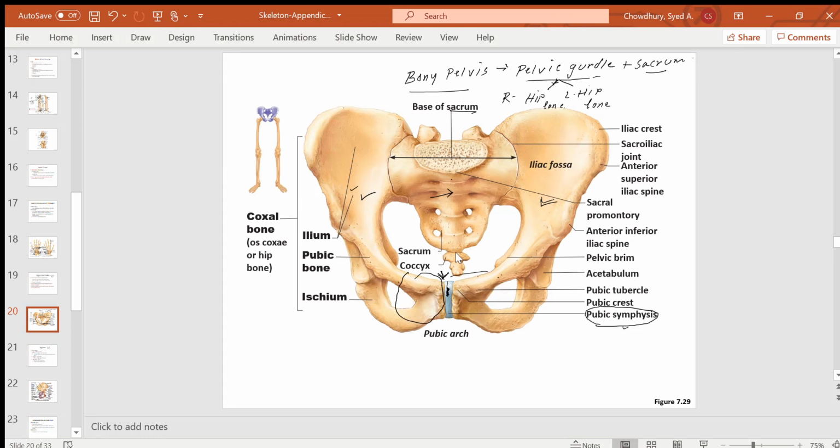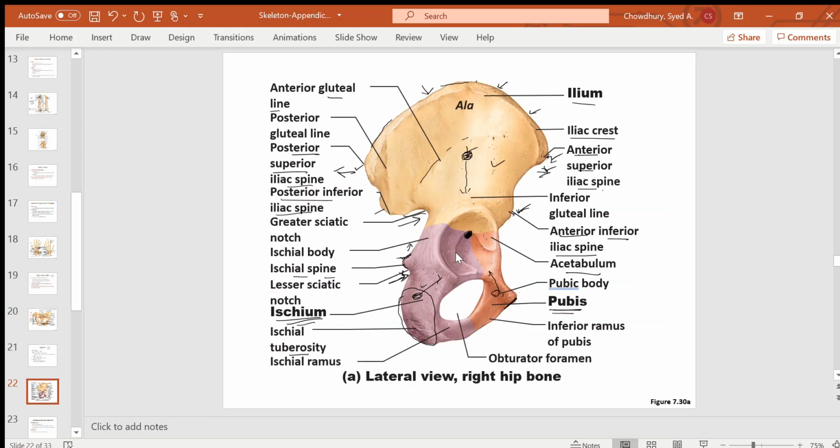So the two pubic bones of the two hip bones join here by this cartilage, the pubic symphysis. So the pubis is actually the part that forms the joint. Okay, and this is the ischium, this is the ilium. Now a couple of other structures are present in the hip bone.